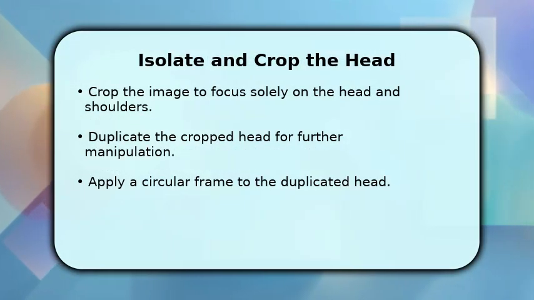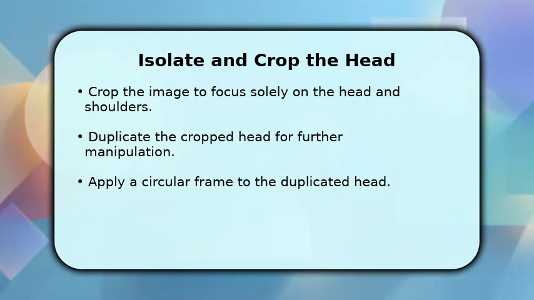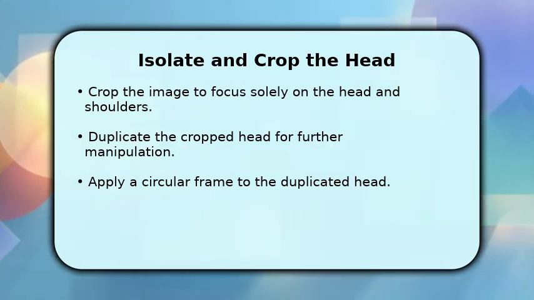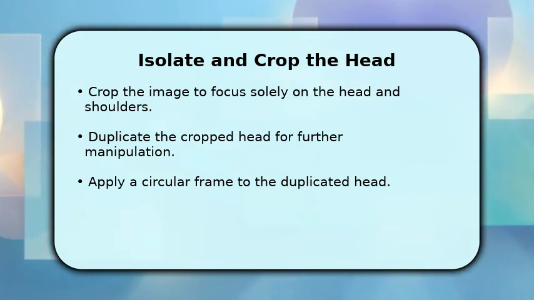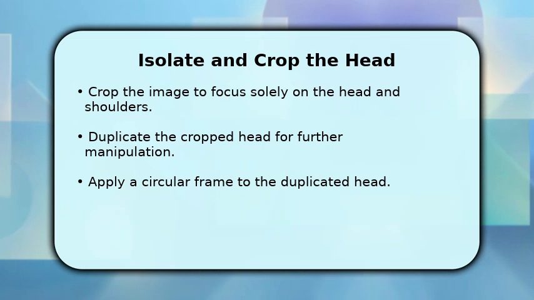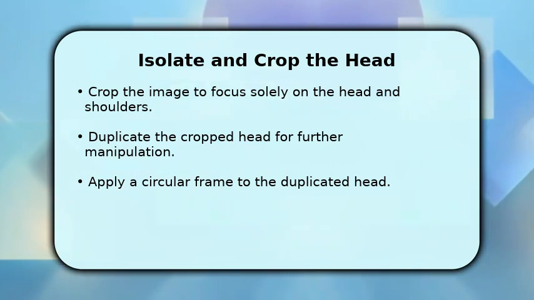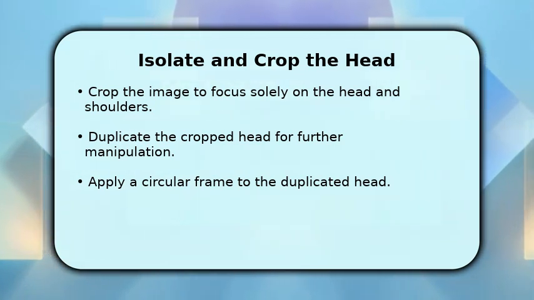Now let's refine our image. Carefully crop your photo to focus tightly on the head and a small portion of the shoulders. This ensures a clean bubble effect. Once cropped, duplicate this head image. Then, find a circular frame in Canva's elements and drag it over your duplicated head. The image will automatically snap into the circular shape, giving you a perfect round head.